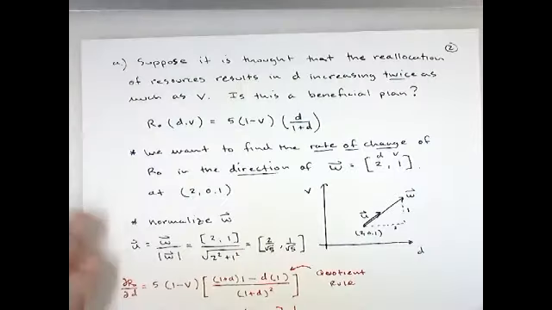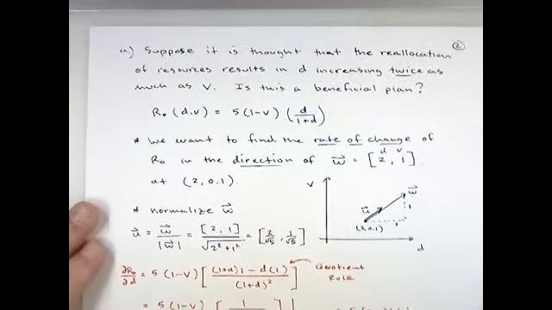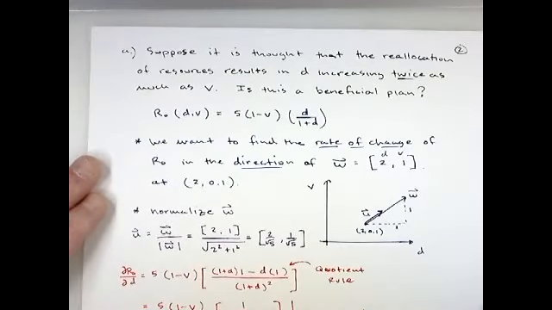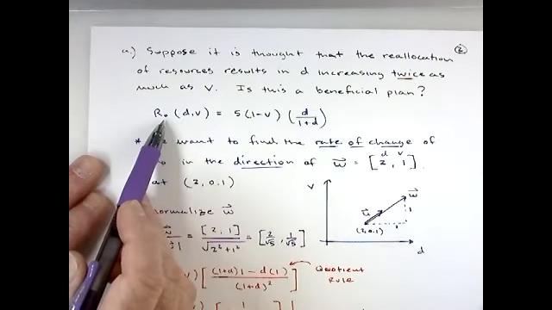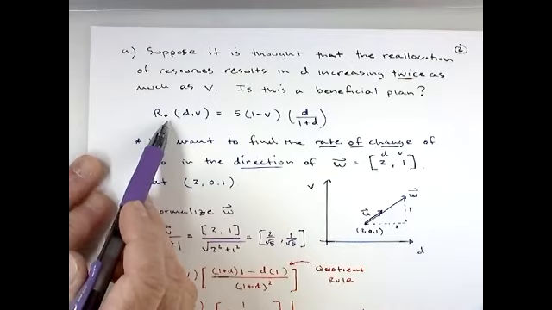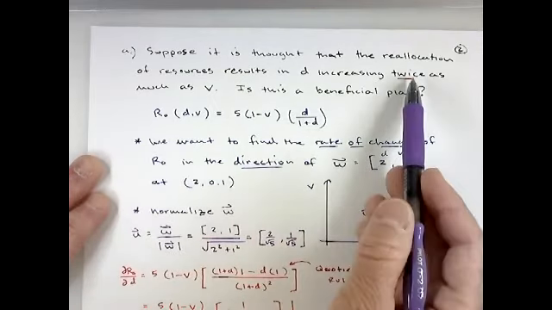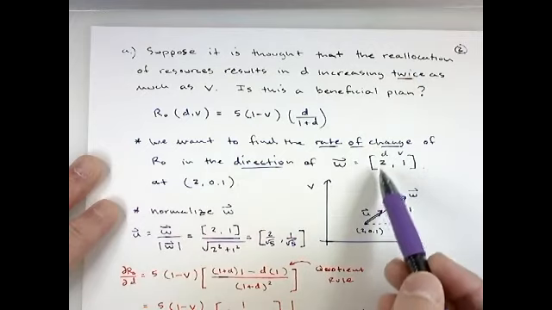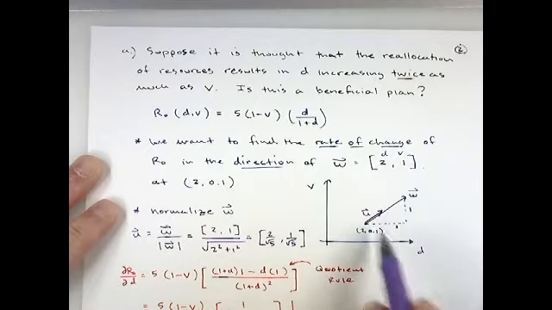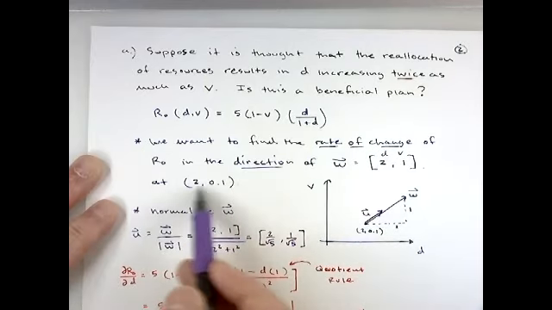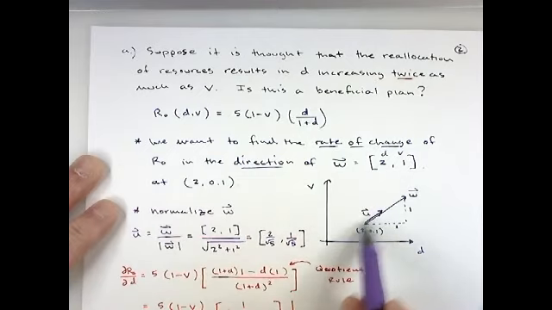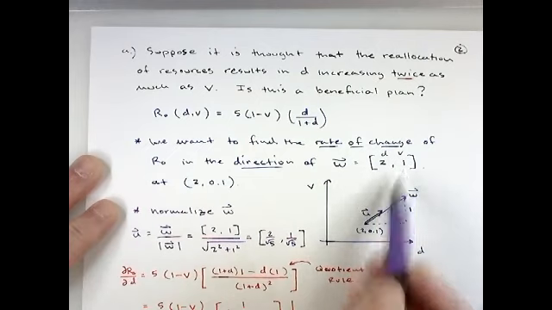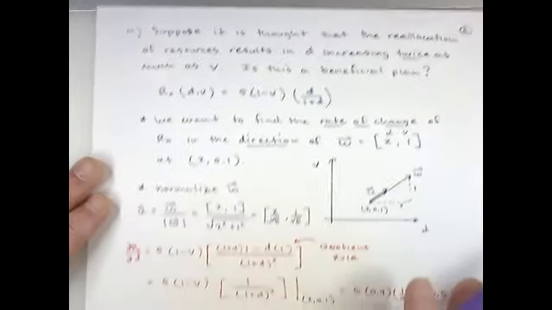So if you think about it, this is a directional derivative question, because what we're really trying to find out is what is the rate of change of R naught? How is that going to change? And we could think of this as a vector, right? Increasing D twice as much as V, you can think of that as a vector. And so what we want to know is what's the rate of change if we're at our point (2, 0.1) and we move in the direction of (2, 1). Okay, so this is a directional derivative.